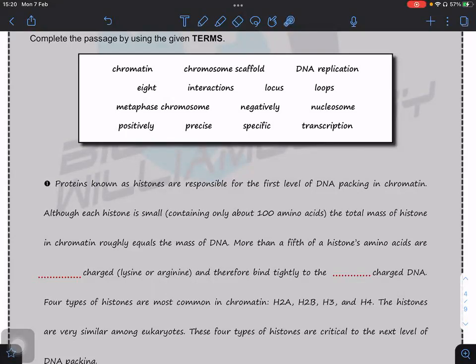The proteins known as histones are responsible for the first level of DNA packing in chromatin. Although each histone is very small, containing about 100 amino acids, the total mass of the histones in chromatin roughly equals the mass of DNA, because there are a lot of them. More than a fifth of the histone amino acids are positively charged, and therefore bind tightly to the negatively charged DNA. There are 4 types of histones that are most common in chromatin.